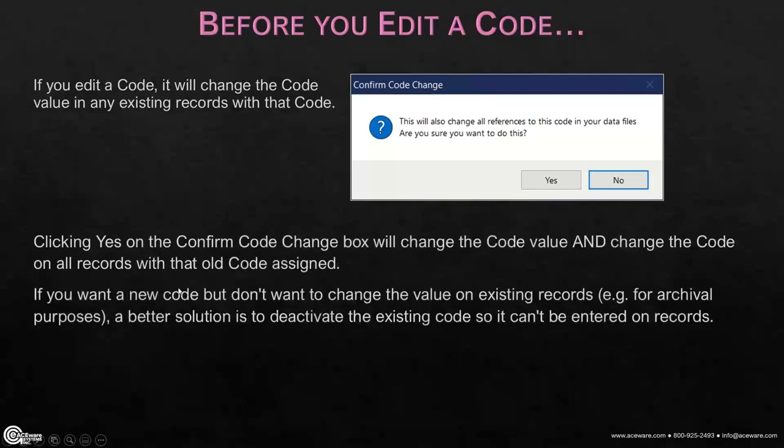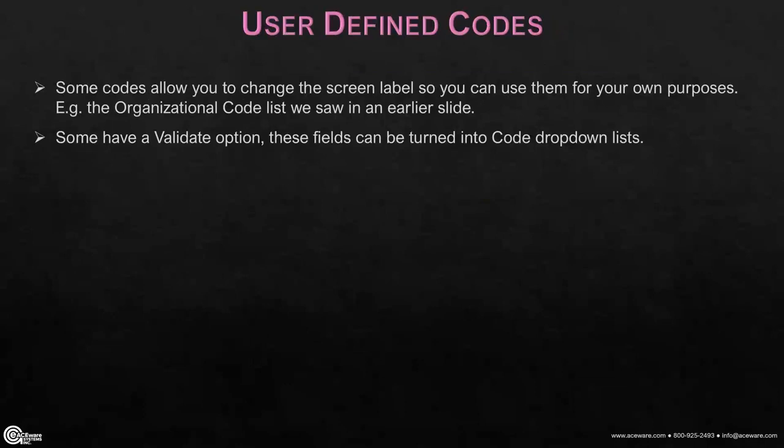So again, if you say, well, we no longer use buggy whip and we're now going to use electric car charging station, but it'd be nice to know who we did assign buggy whip to back then, what you should do is deactivate the old buggy whip code and then create a new code for electric car charging station to be used going forward. That preserves the old code but allows you to not have buggy whip pop up in the list when you're adding new records.